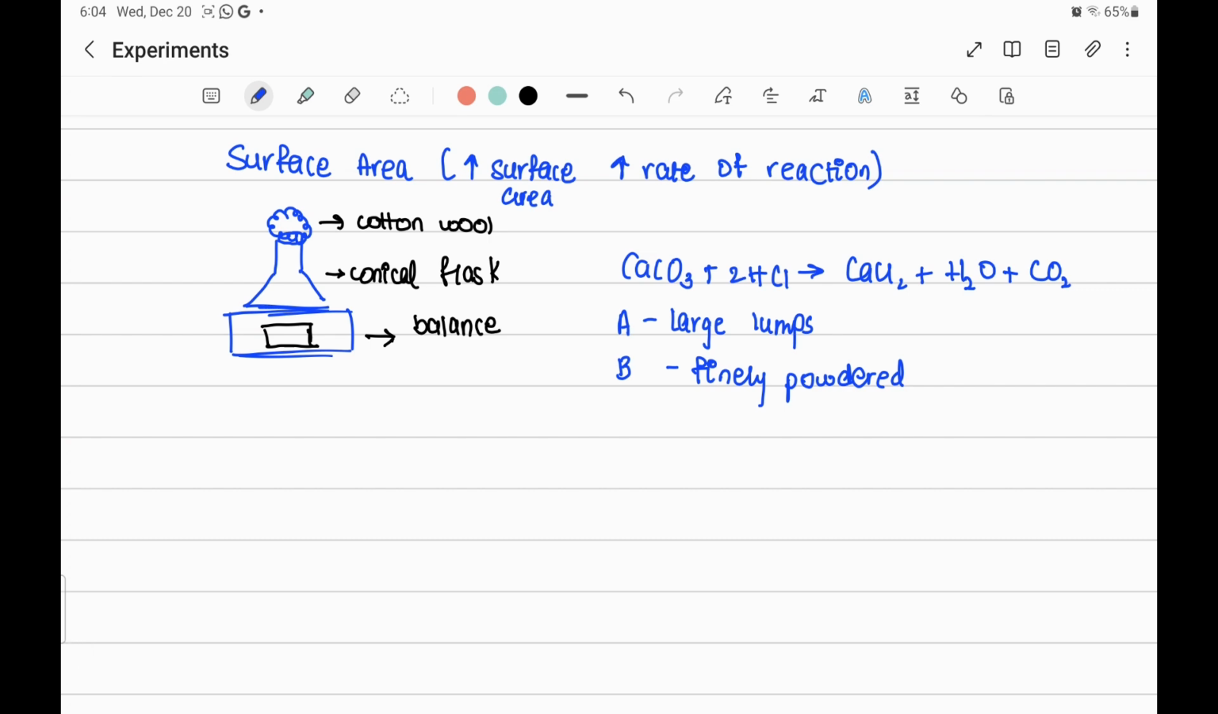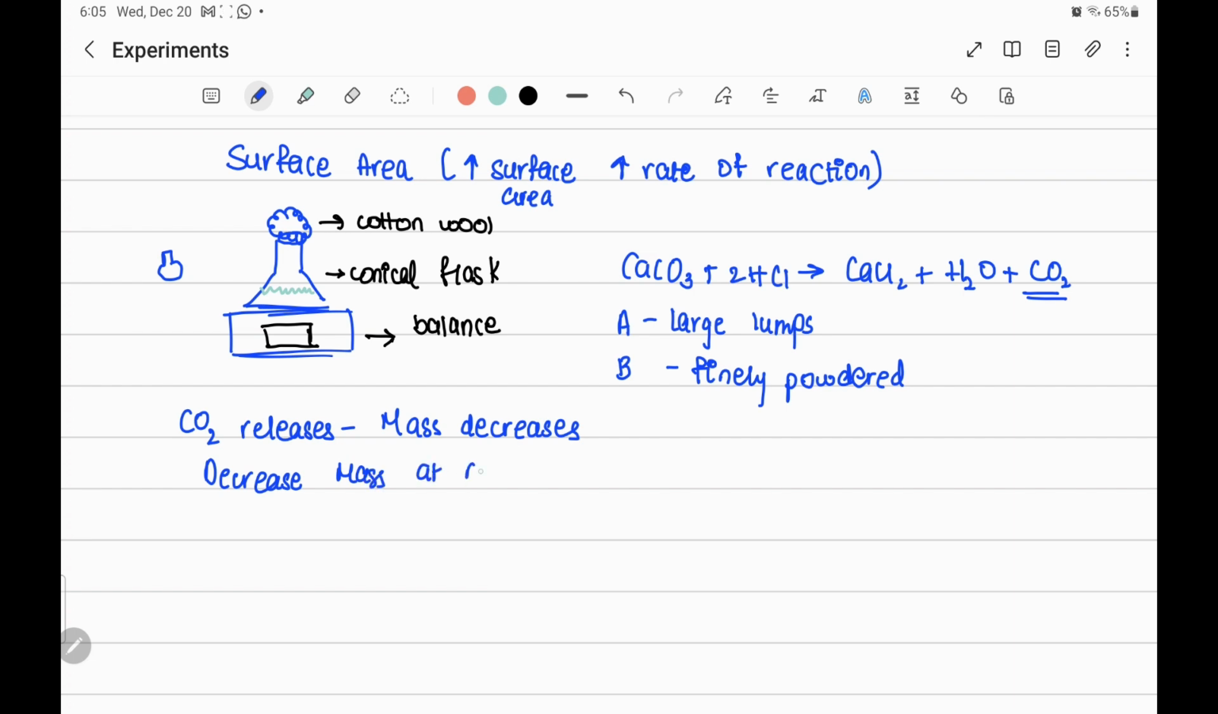So when you add calcium carbonate to HCl, which is in your conical flask over here, the reaction that occurs releases carbon dioxide. And when carbon dioxide is released, mass decreases. And what you're going to need also with all of this is a stopwatch, of course. So you're going to measure the decrease in mass at regular time intervals. And you will plot that on a graph.